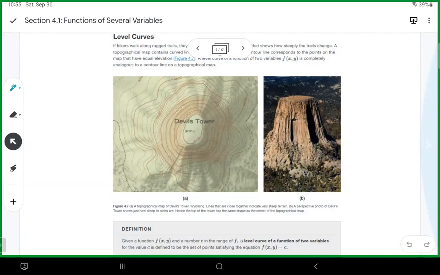All right, so we do have a definition down at the bottom though. It says given f of x, y, and a number c in the range of f, a level curve of a function of two variables for value c is defined to be the set of points satisfying the equation f of xy equals c.